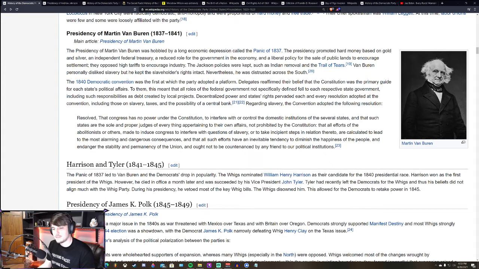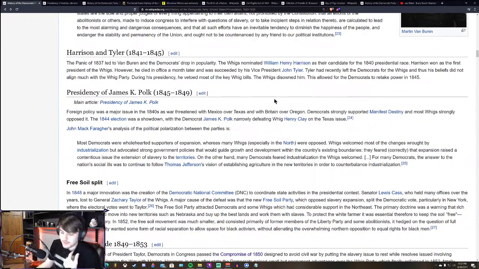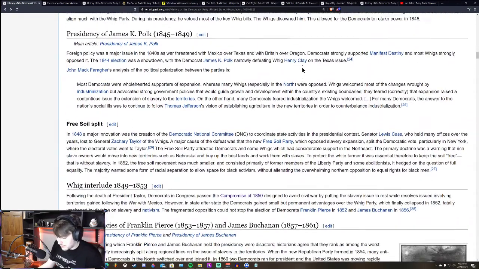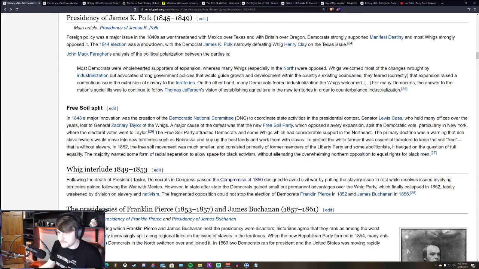So basically, they were like, we're going to keep our slaves. If you don't want slaves, then that's fine, but we're going to keep ours. All right. So following Van Buren was James K. Polk.